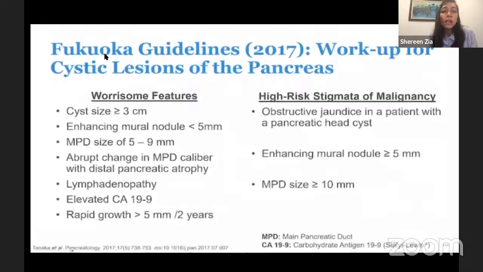And then there are the 2016 Fukuoka guidelines that are also used to work up cystic lesions. In addition to the cyst size, mural nodule, and pancreatic duct size, they note if there is an associated lymphadenopathy, an elevated CA19-9 level, or a rapid growth of the lesion of more than 5 millimeters in 2 years.